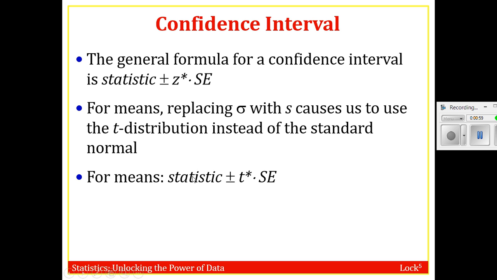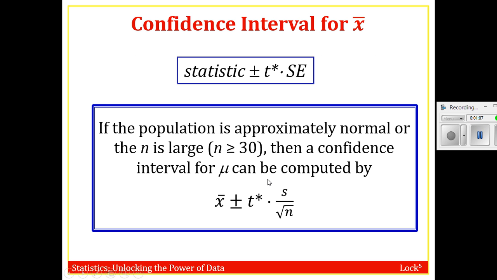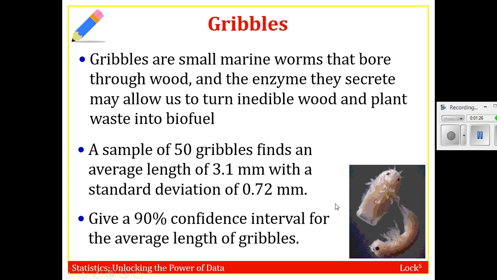So it ends up being our statistic, our mean or our proportion, plus or minus t star times our standard error. So more specifically, it's your x bar, because we're dealing with means, plus or minus t star times this fraction of s, your standard deviation from your sample, over the square root of your sample size. In other words, the stuff after the plus or minus ends up being your margin of error.